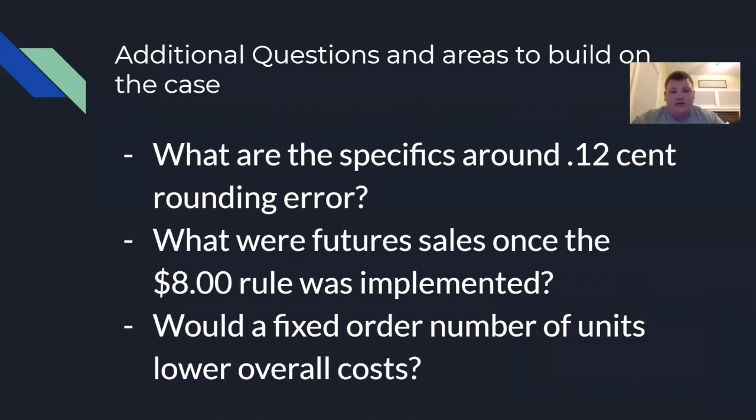All right, so some additional questions and areas to build on for this case: as we talked about before, the 12-cent rounding error sends off a lot of red flags for our group because it's listed as funny data, which means that this might not be the most accurate, or it could potentially be mislabeled information, which, as we stated before, could greatly affect both an increase or decrease in the price point.